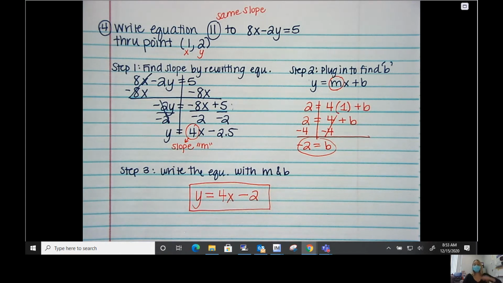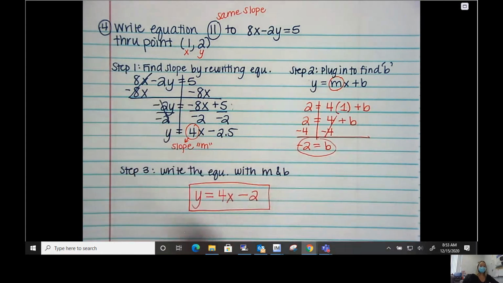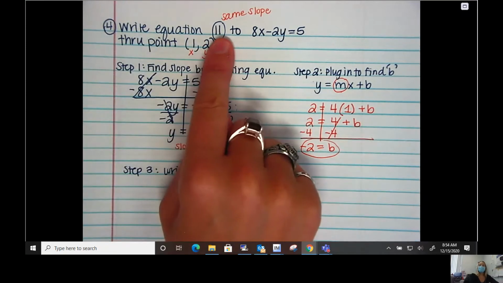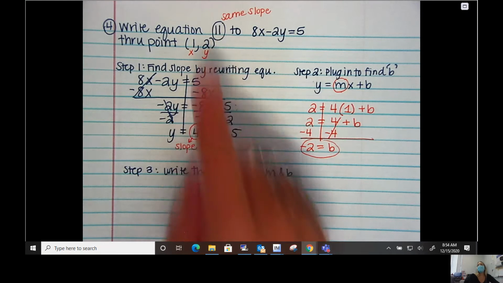Okay. All right. Do I have questions on that one? We're going to do one more like it. Comments or concerns? We're going to follow the same steps too. We're going to do step 1, step 2, step 3 exactly the same way, except this time instead of writing an equation that is parallel, we're going to write an equation that is perpendicular. Okay, so number 5, last one.